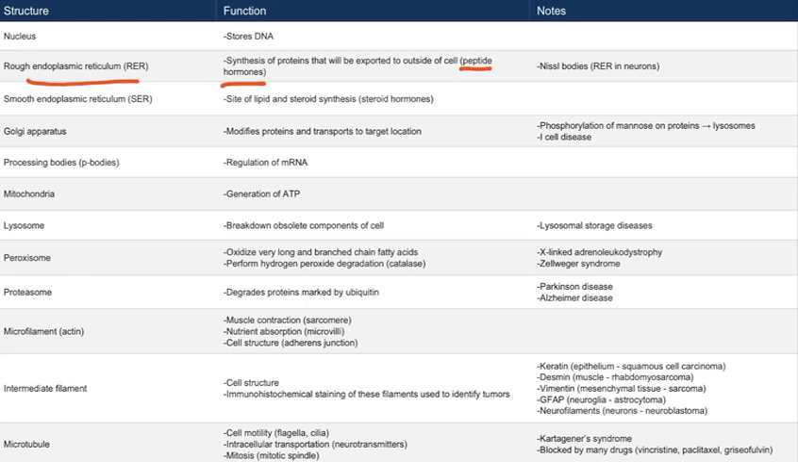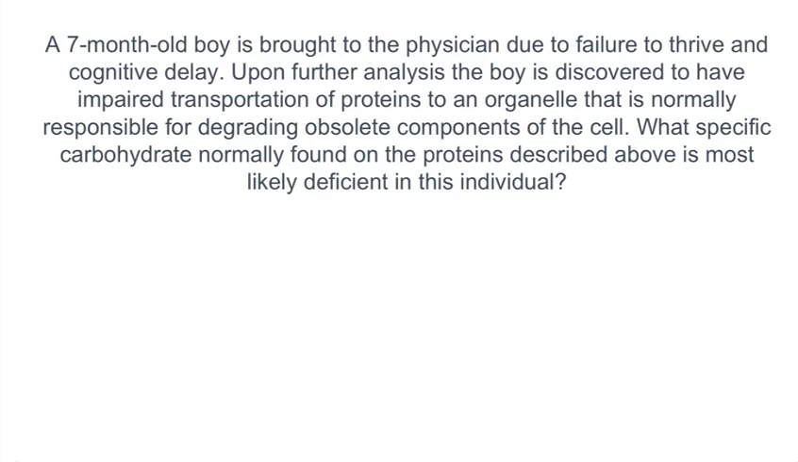Okay, let's do another question. A 7-month-old boy is brought to the physician due to failure to thrive and cognitive delay. Upon further analysis, the boy is discovered to have impaired transportation of proteins to an organelle that is normally responsible for degrading obsolete components of the cell. What specific carbohydrate normally found on the proteins described above is most likely deficient in this individual?